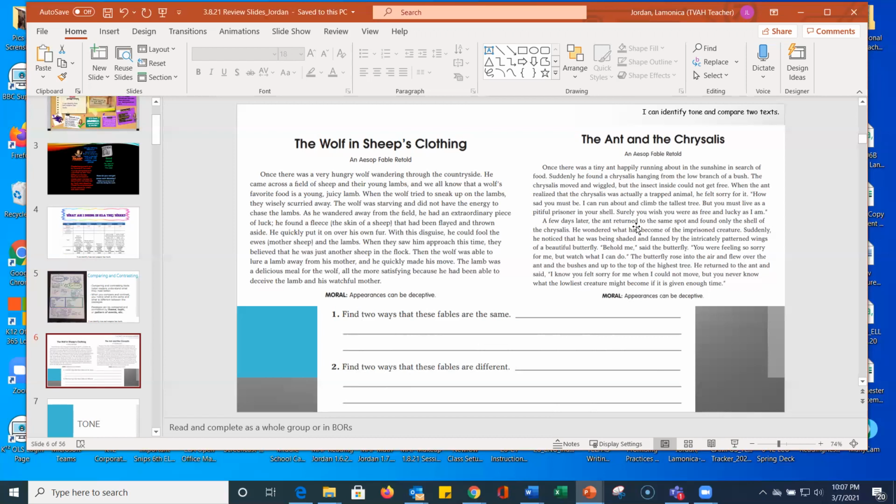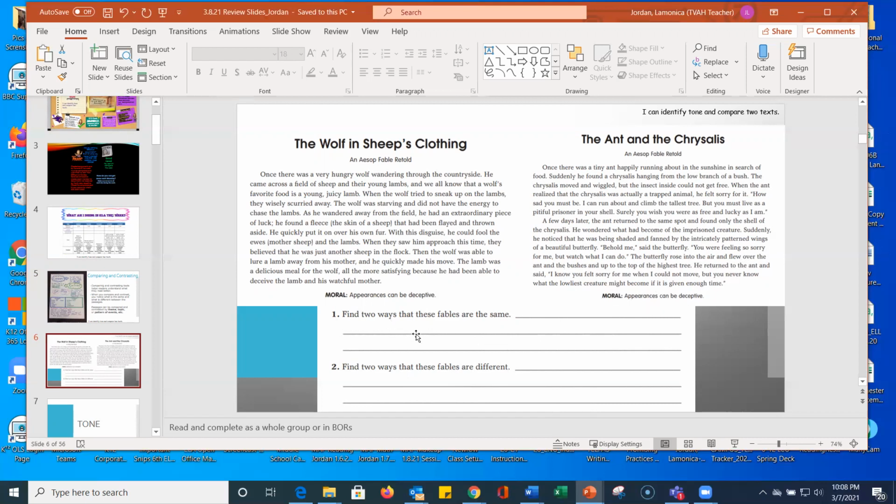A few days later, the ant returned to the same spot and found only the shell of the chrysalis. He wondered what had become of the imprisoned creature. Suddenly, he noticed that he was being shaded and fanned by the intricately patterned wings of a beautiful butterfly. "Behold me," said the butterfly. "You were feeling so sorry for me, but watch what I can do." The butterfly rose into the air and flew over the ant and the bushes and up to the top of the highest trees. He returned to the ant and said, "I know you felt sorry for me when I could not move, but you never know what the lowest creature might become if it is given enough time." Moral: appearances can be deceptive.